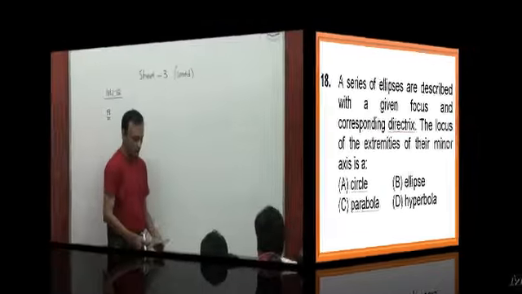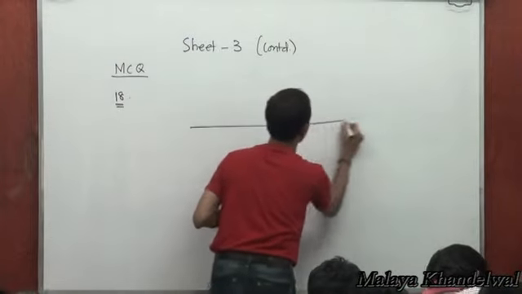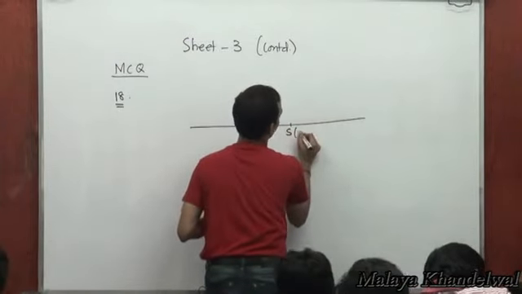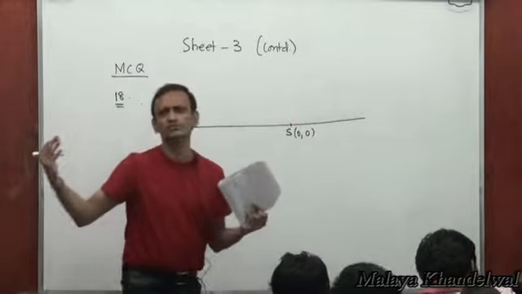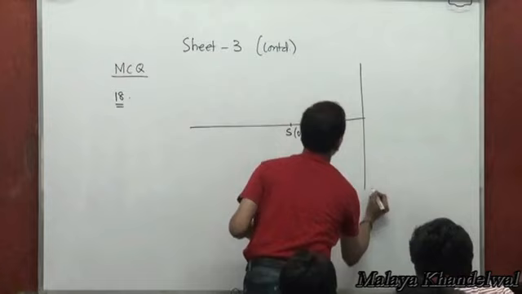A series of ellipses are described with a given focus and a corresponding directrix. Given focus, I can call the focus the origin. Who stops me from doing that, right? And a given directrix.